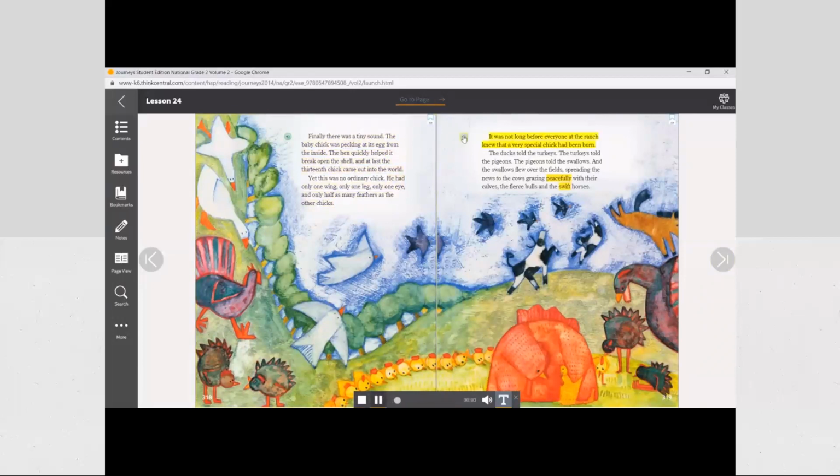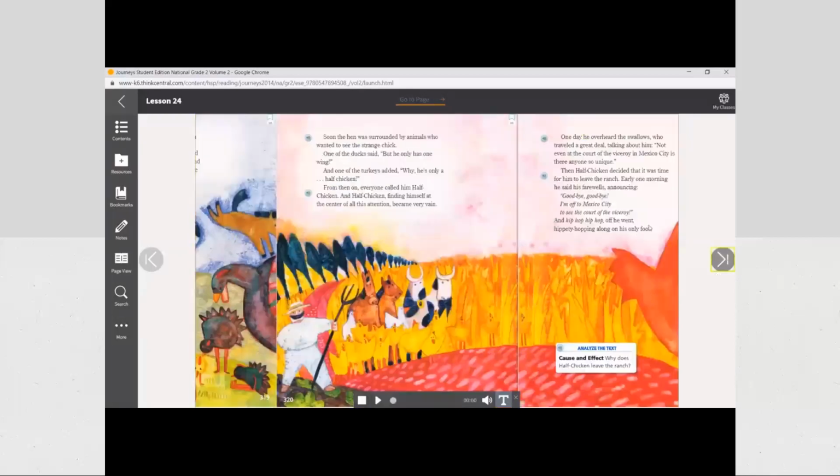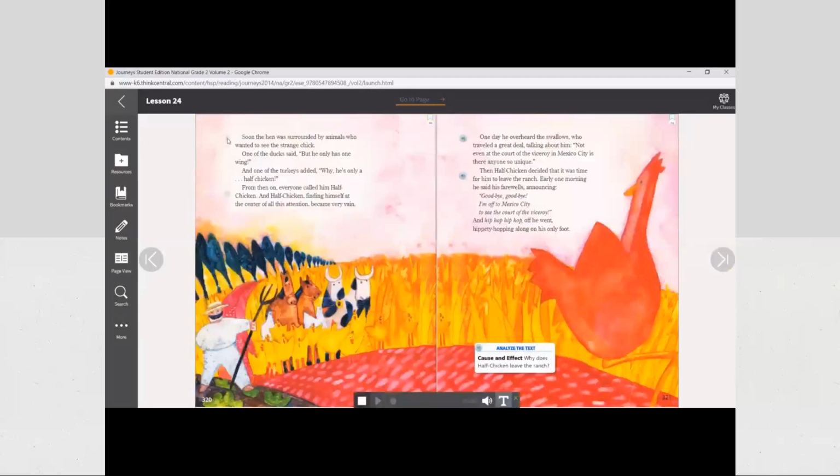It was not long before everyone at the ranch knew that a very special chick had been born. The ducks told the turkeys. The turkeys told the pigeons. The pigeons told the swallows. And the swallows flew over the fields, spreading the news to the cows grazing peacefully with their calves, the fierce bulls, and the swift horses.